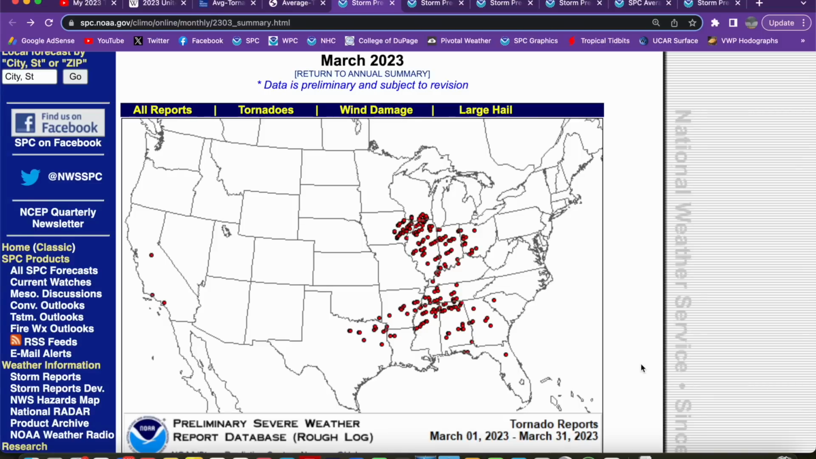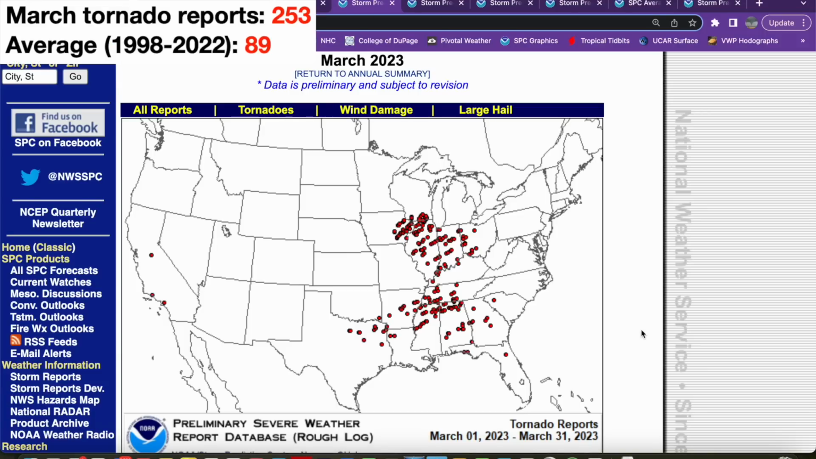So as we said, we started off the season quite a bit above average for the year, thanks to a hyperactive January and February, and that continued into March. In fact, the January through March period this year was the most active January through March on record. The month of March closed out with a whopping 253 tornado reports, which is about 3 times greater than average, so a very, very active month, at least from a numbers perspective.